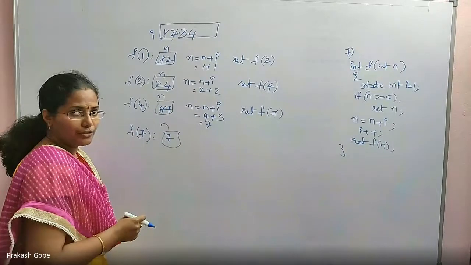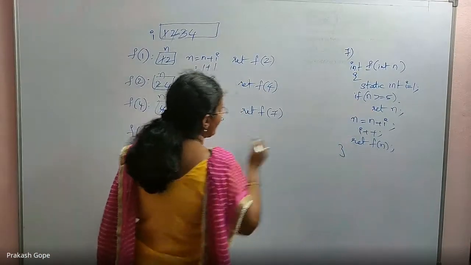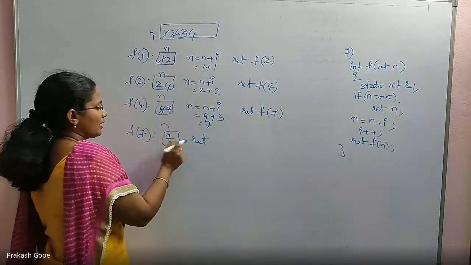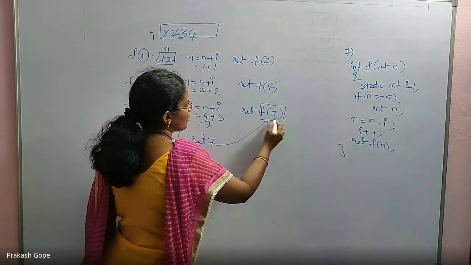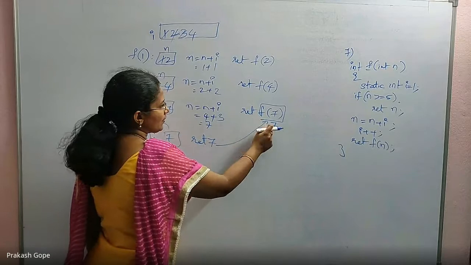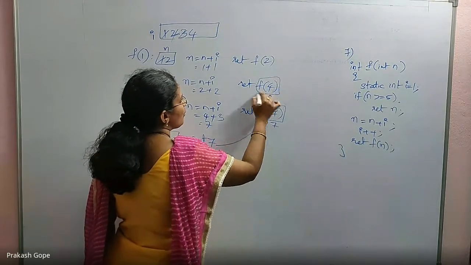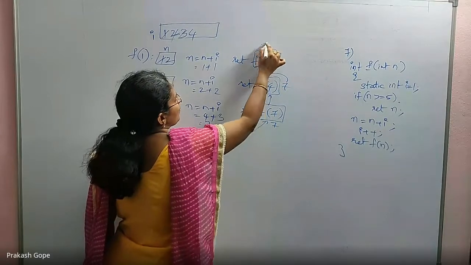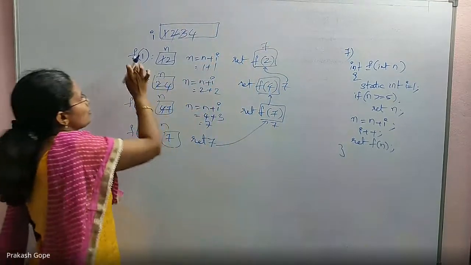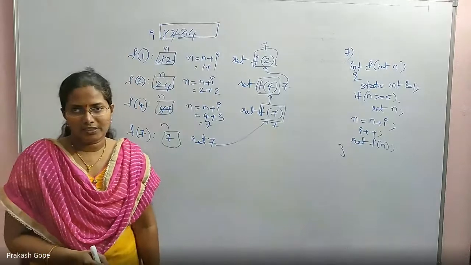7 greater than or equal to 5 is true now. So return n. N value is 7, so return 7 to the calling environment. So f of 7 value is 7. Return 7, return the same value to the calling environment. Then again return 7, return it to the calling environment. Finally return 7. So the answer of f of 1 is 7.